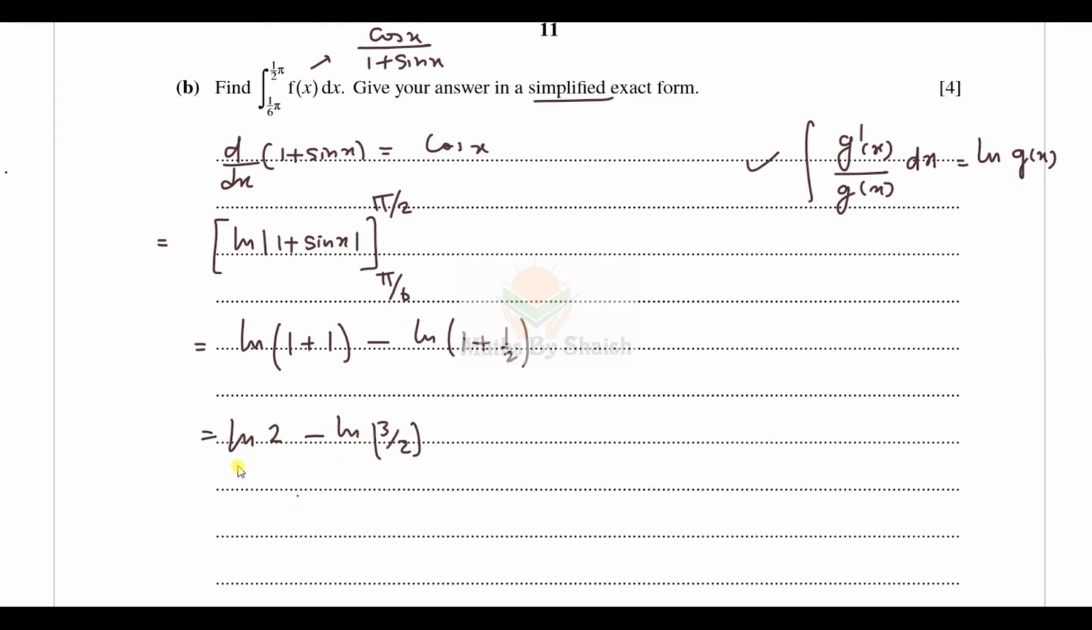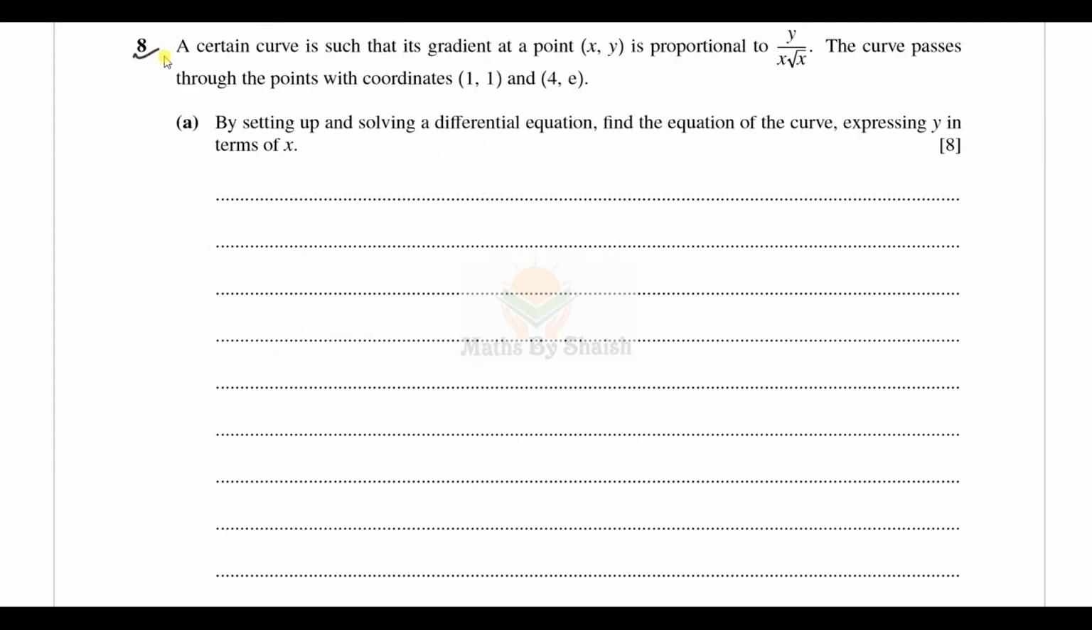Now we'll use the log property that log a minus log b is log a upon b, and hence it is ln of 2 upon 3 by 2, which will be a multiplication, and hence we got ln 4 by 3. That is the final answer. I hope it is clear. Let's do the next question. So here's question number 8. A certain curve is such that its gradient at point (x, y) is proportional to.